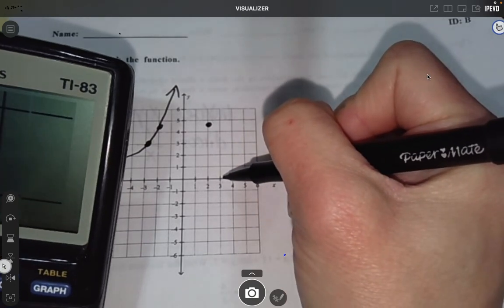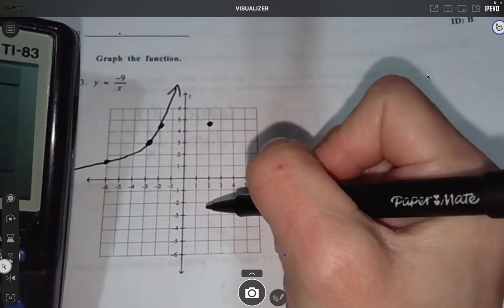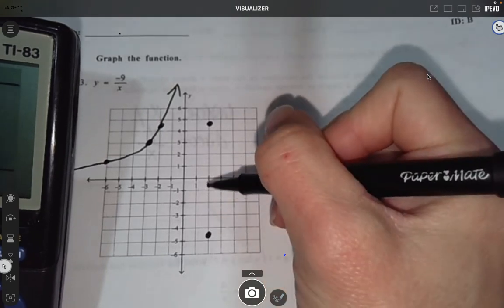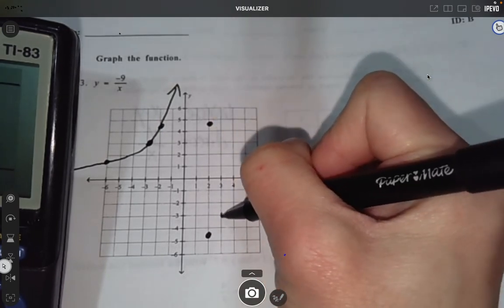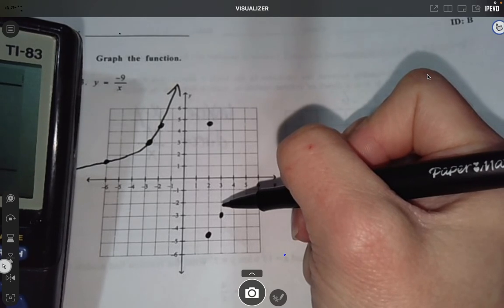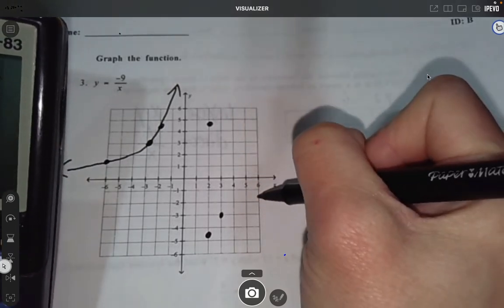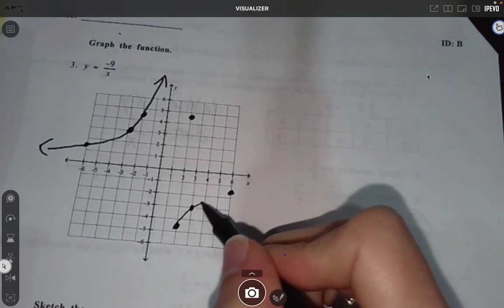Did I do that wrong? Yeah, I did. 2 down 4.5. Thank you. Over 3 down 3. I didn't mean to do that one up there. And then 6 negative 1.5. And there we go.